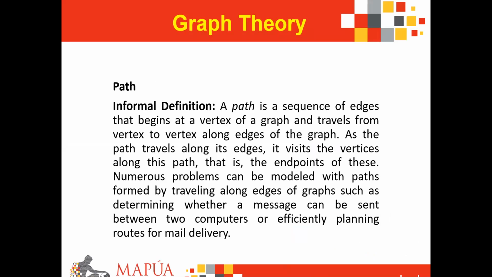What is a path? A path basically is a sequence of edges that begins at a vertex of a graph and travels from vertex to vertex along the edges of your graph. As the path travels along its edges, it visits the vertices along its path, that is, the endpoints of this corresponding path. Numerous problems can be modeled with paths formed by traveling along the edges of a graph, such as determining whether a message can be sent between two computers or efficiently planning routes for a mail delivery system.